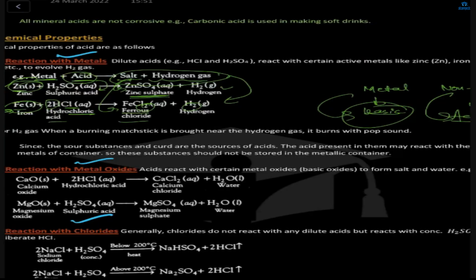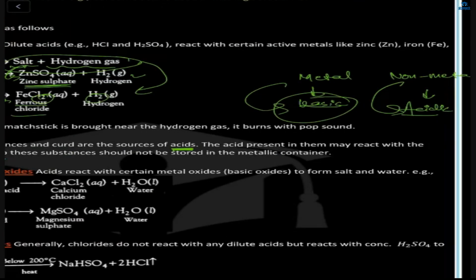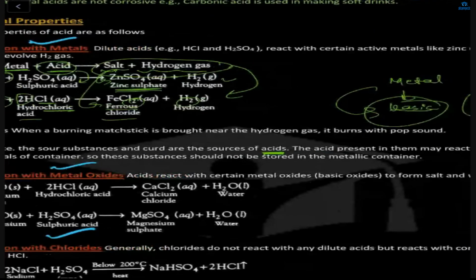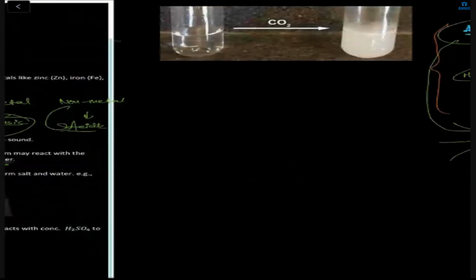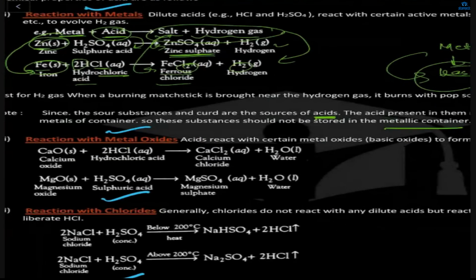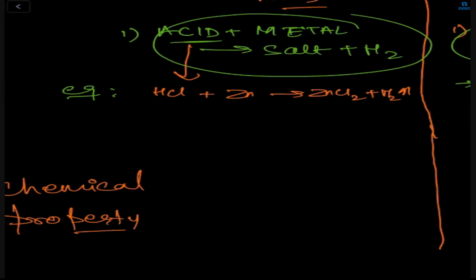Since sour substances and curd are sources of acids, the acid present in them may react with the metal of the container. So these substances should not be stored in metallic containers. Now let's do another chemical reaction, the reaction with metal carbonate or metal bicarbonate, but here it's with the metal oxide. Okay, first let me see whether you understand this part, Shazan and Ruth.